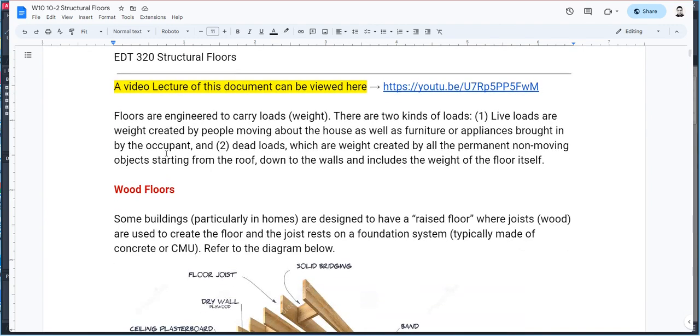Anyway, floors are basically horizontal surfaces, and they are designed to carry the loads of your structure or your building. There are two types of loads: live loads, which are loads that are moving, like people and cars. Dead loads are loads that are fixed, primarily because of the roof and the weight of the walls or the floor itself. That is considered dead load, things that do not move.